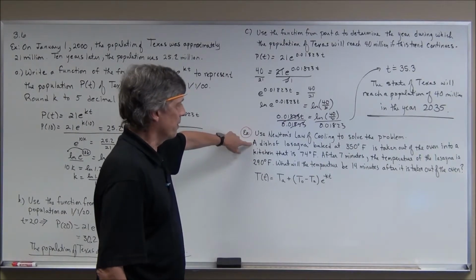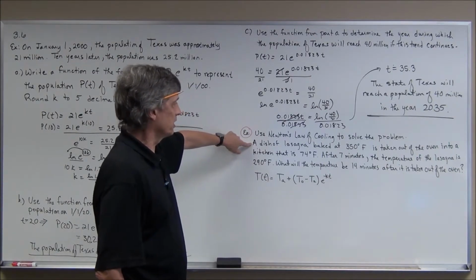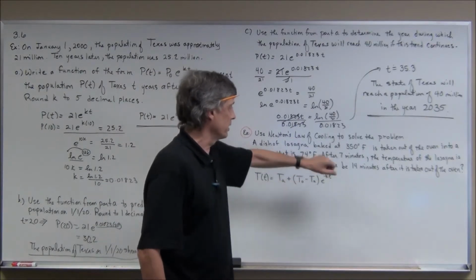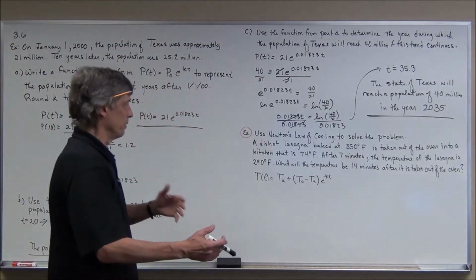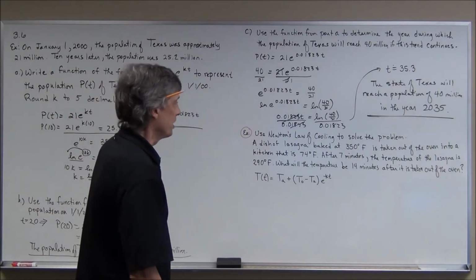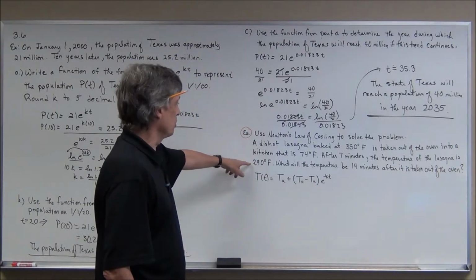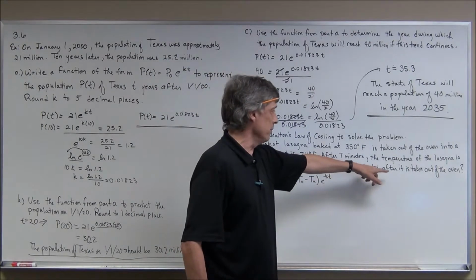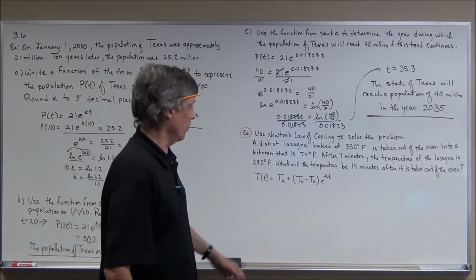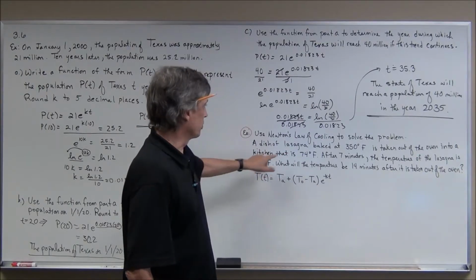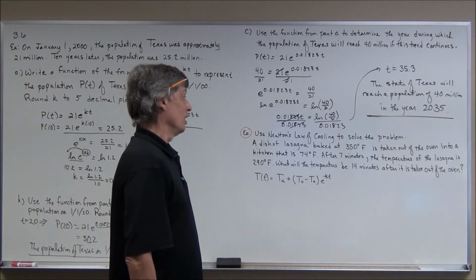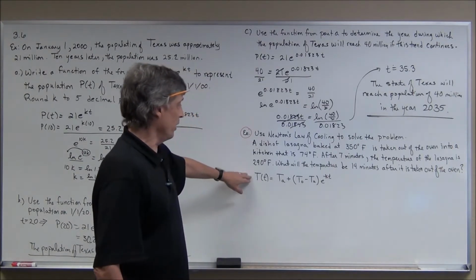A dish of lasagna baked at 350 degrees Fahrenheit is taken out of the oven into a kitchen that is 74 degrees Fahrenheit. After 7 minutes, it's been cooling for 7 minutes, the temperature of the lasagna is down to 290 degrees Fahrenheit. What will the temperature be 14 minutes after it's been taken out of the oven? Now you say, wow, that's easy. It dropped 60. In 7 minutes, it'll drop another 60. No, not necessarily. This is the equation that we're going to use.